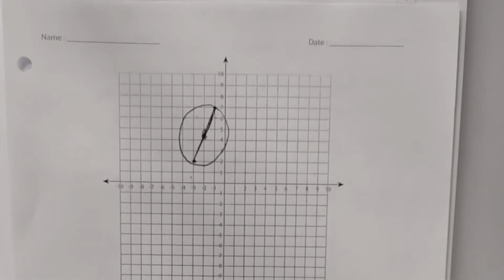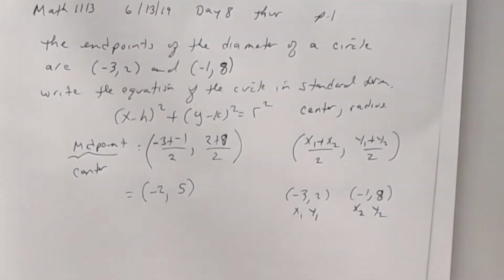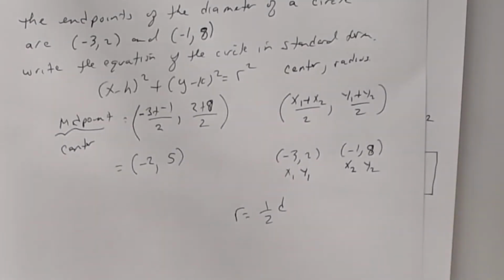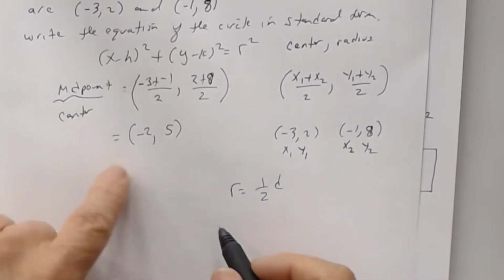So tell me, how can I find the length of this diameter? The distance formula. We learned about the distance formula. That was one of those worksheets you had to work on today. So remember the radius is half the diameter. Remember that from a long time ago, high school, for some of us? If I can find the length of the diameter, then I take half of it. That's it. The D here stands for diameter. So let's find the length of the diameter.